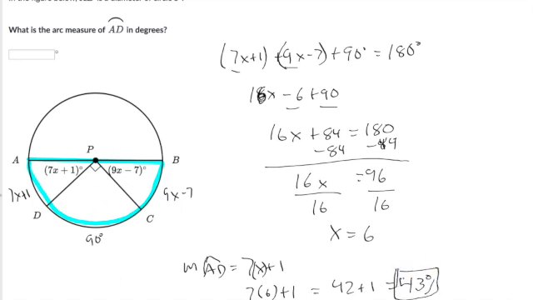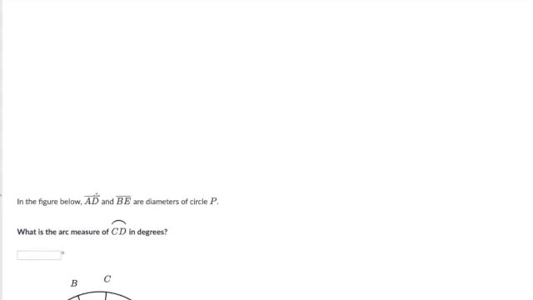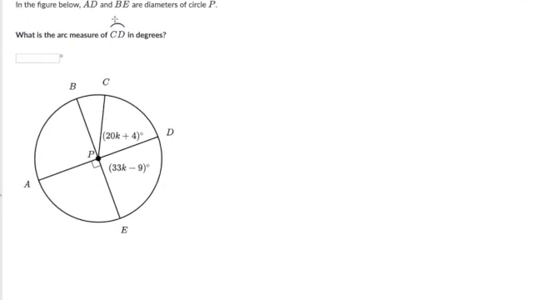All right, let's look at the last one. Hopefully I'm not going over time. Maybe I'll just set this one up and we can see it, but you should try this one on your own. What is the measure of arc CD? That's this one here. We do have two diameters in the problem. Let's make sure we know where those are. This is a diameter BE, and this is a diameter AD.